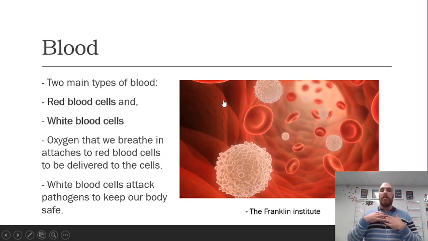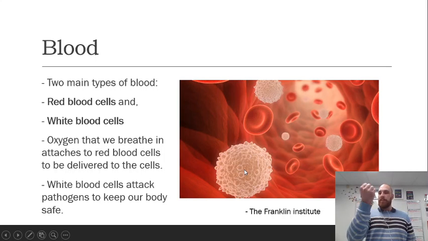The oxygen that we breathe in attaches to the red blood cells, and that gets delivered to the rest of our cells. The other one is the white blood cells. They're responsible for keeping pathogens out of our body, or keeping our body safe. They look a bit different to the red blood cells. So these are the red blood cells, and we've got the white blood cells here.